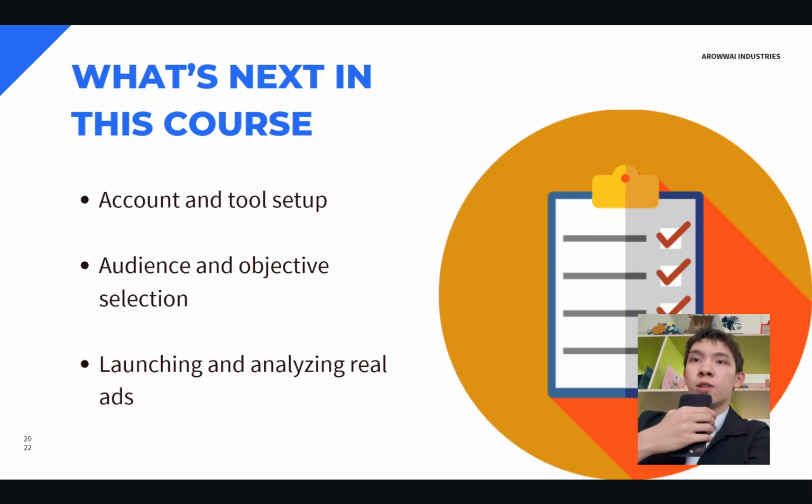So let's talk about what's next in this course. In the next lesson of this course, we'll move from theory to practice. We'll start with account and tool setup so that you understand how everything is structured before launching ads. Then we'll explain how to choose the right audience and advertising objective based on real business goals. This is one of the most important parts of running successful ads. Finally, we'll show how to launch your first Instagram ad and how to analyze its performance. By the end of this course, you won't just understand advertising, you'll know how to actually use it in practice and get the benefit from it.